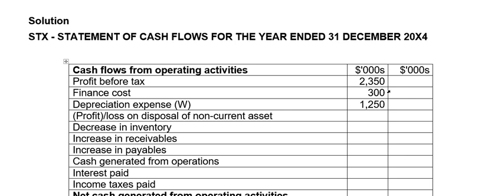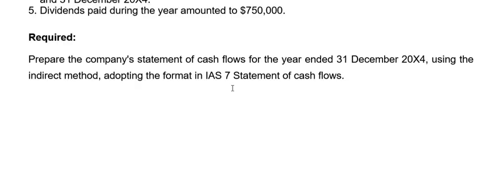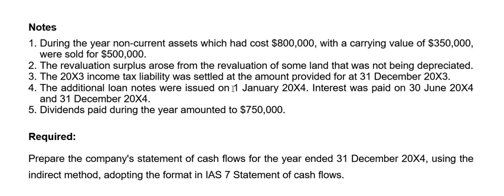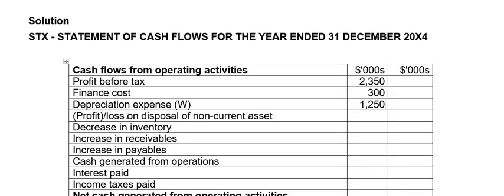Profit or loss on disposal of non-current assets. There was a disposal of a non-current asset. Its carrying value was 350,000, but it was disposed of for 500,000. So here the company made a profit on disposal.